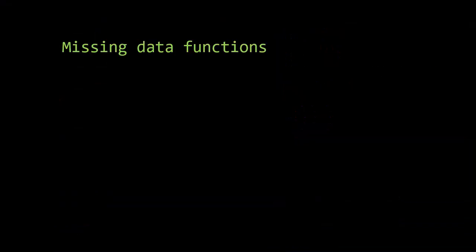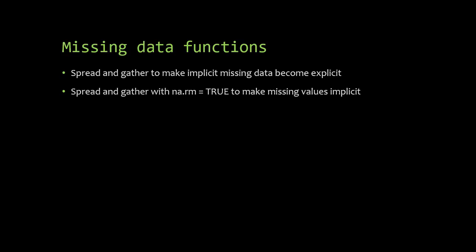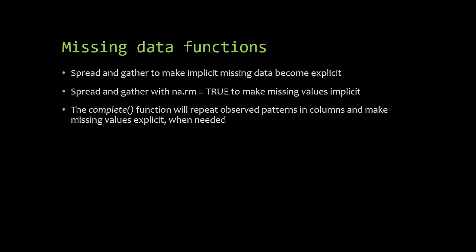The missing data functions we've looked at: spread and gather make implicit missing data become explicit. Spread and gather with na.rm equals true will make missing values implicit. The complete function will repeat observed patterns in columns and make missing values explicit when needed. And the fill function will fill missing data with previous column values. As always, a lot of power in the tidyverse for dealing with data, including missing data.